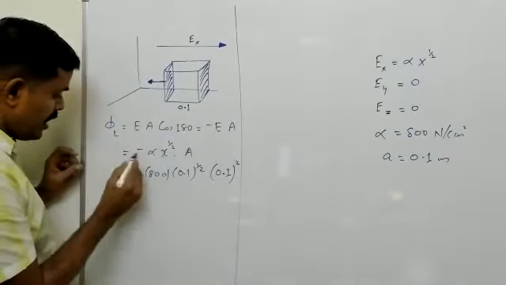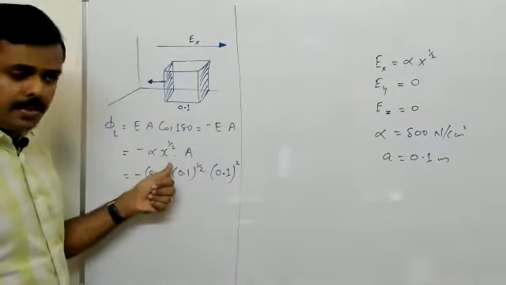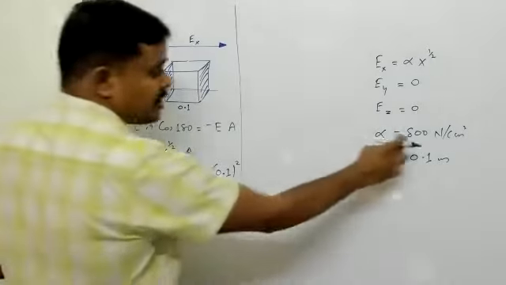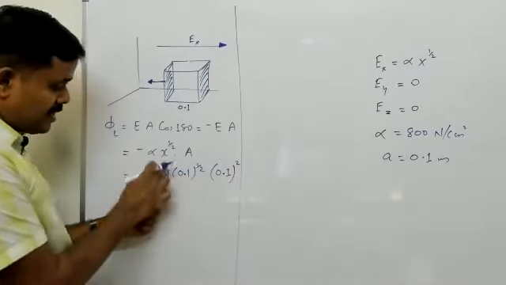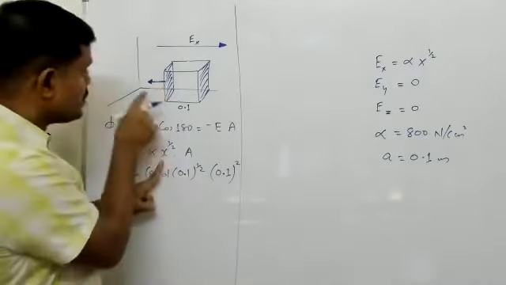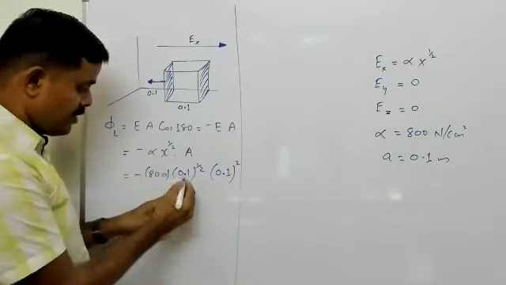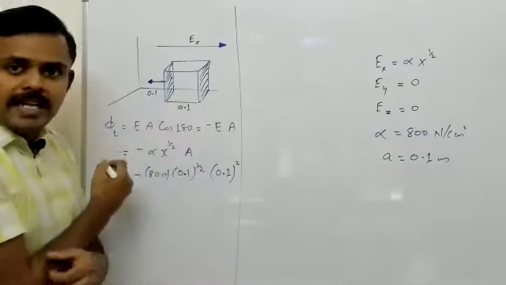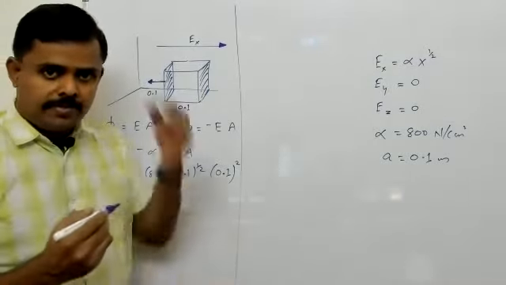What is E? Electric field is written there, alpha x raised to half. Minus alpha x raised to half into area A. Alpha value is how much? 800. Alpha value is 800. X value, what is x? X means the location of the first surface. Where is the first surface? They say that this distance is 0.1. So 0.1 raised to half into area. Area of the square plate is side into side, that is 0.1 into 0.1, that is 0.1 square.